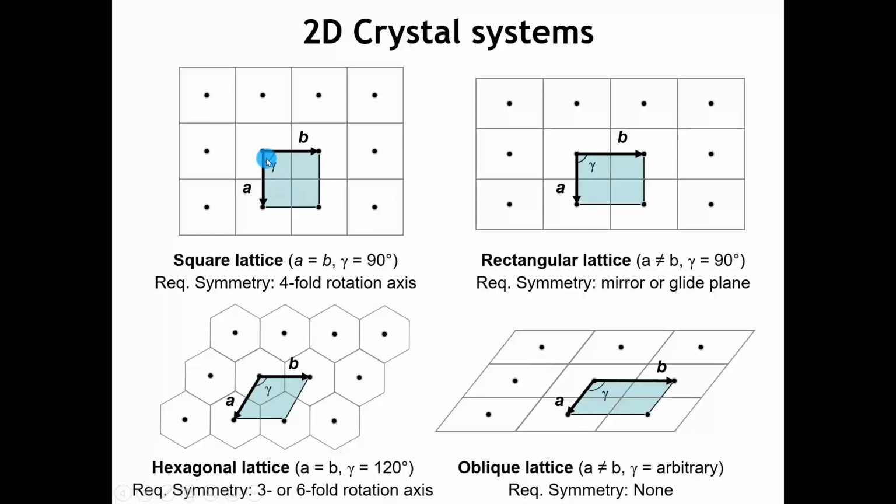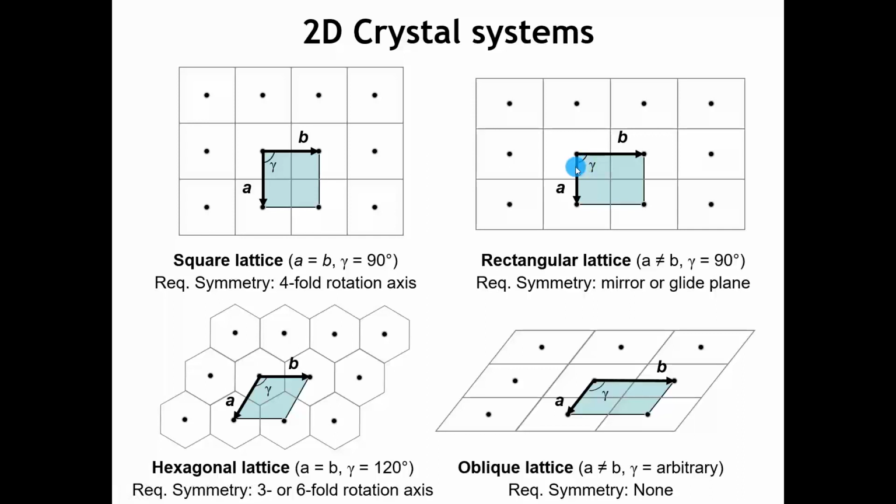There are certain relationships between the lattice vectors. A square is a very specific kind of parallelogram, one where the sides, A and B, are equal, so our lattice vectors are equal, and the angle between them is 90. It's also true that if you have a square lattice, you have a fourfold rotation axis. So every crystal that has a square lattice will have, by definition, a fourfold rotation axis. If you have a rectangle, now A and B can be of different lengths, but the angle between them still must be 90. They are orthogonal to each other.